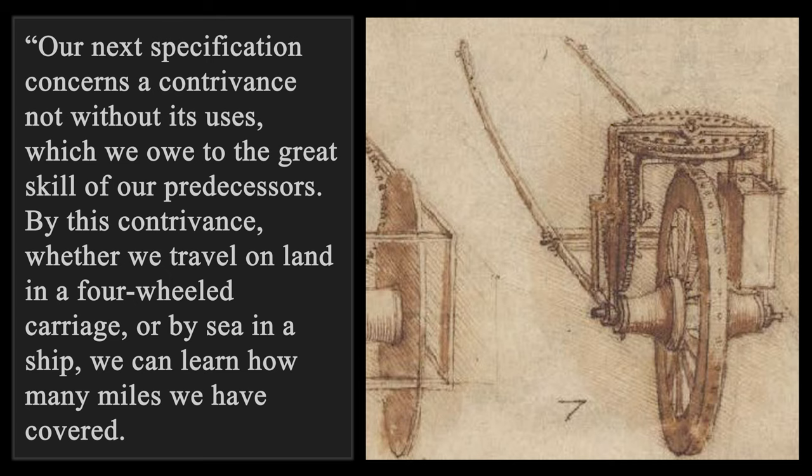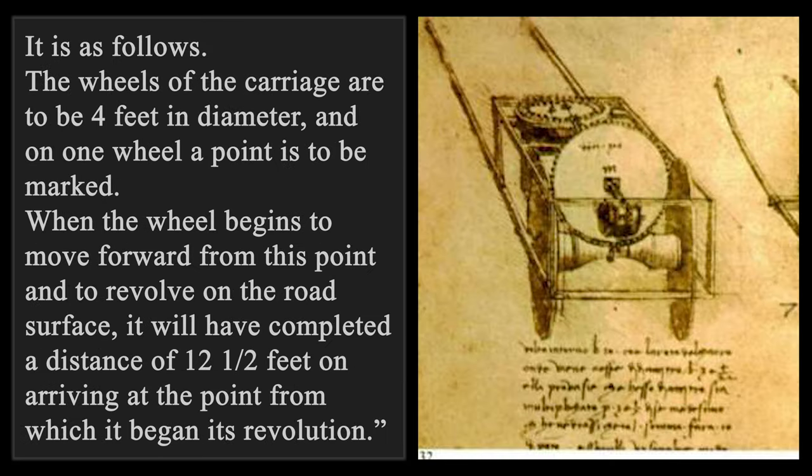Our next specification concerns a contrivance not without its uses, which we owe to the great skill of our predecessors. By this contrivance, whether we travel on land in a four-wheel carriage or by sea in a ship, we can learn how many miles we have covered. It is as follows. The wheels of the carriage are to be 4 feet in diameter, and on one wheel a point is to be marked. When the wheel begins to move forward from this point and to revolve on the road surface, it will have completed a distance of 12.5 feet on arriving at the point from which it began its revolution.